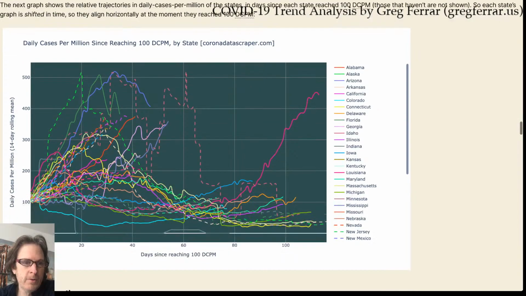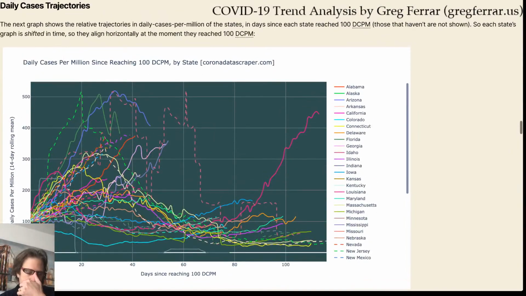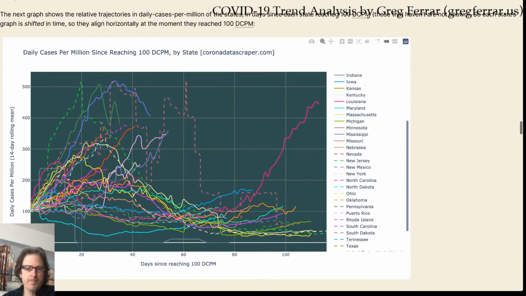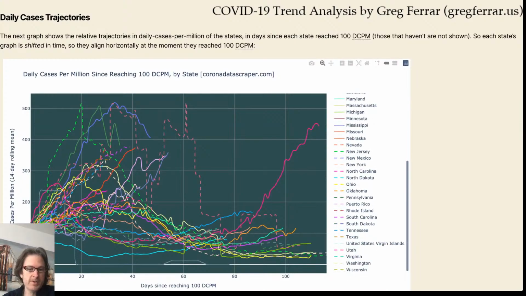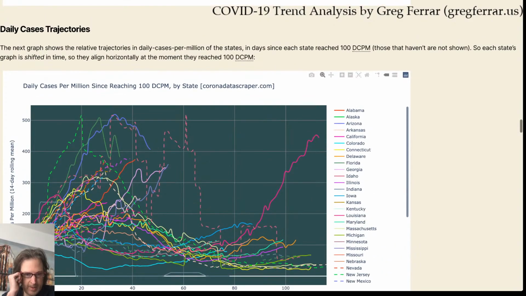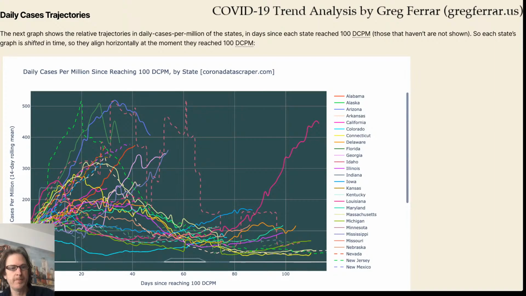And again, I will return to the trajectories graph, which gives quite a different view of what happens, showing every state that's ever hit 100, and when they hit 100. By the way, look at all the states that have hit 100 now. That is almost all of them. Almost all the states have, at some point in their history, become warm spots in daily cases per million, 100 daily cases per million.